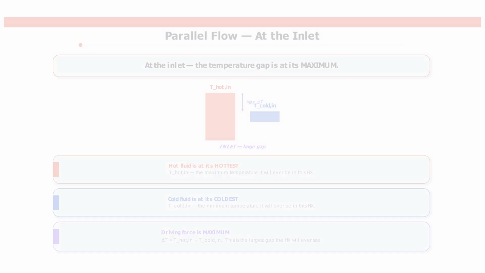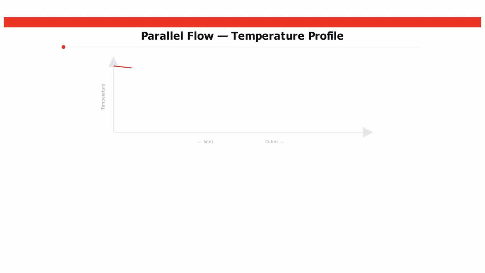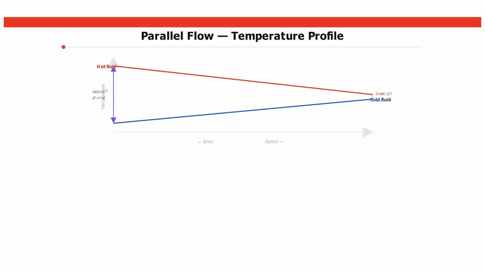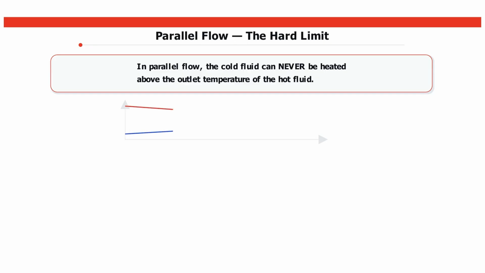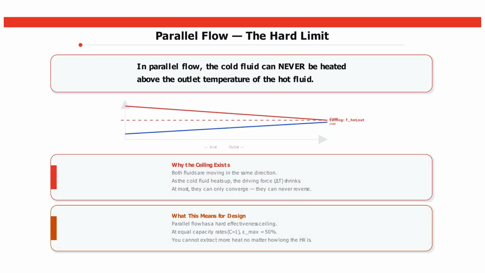But as both fluids travel together, the hot fluid cools, the cold fluid heats, and the gap between them shrinks continuously. By the time they exit, the temperatures have converged. There is a hard limit here. In parallel flow, the cold fluid can never be heated above the outlet temperature of the hot fluid. The two temperature curves are always converging toward each other. They approach, but never cross.